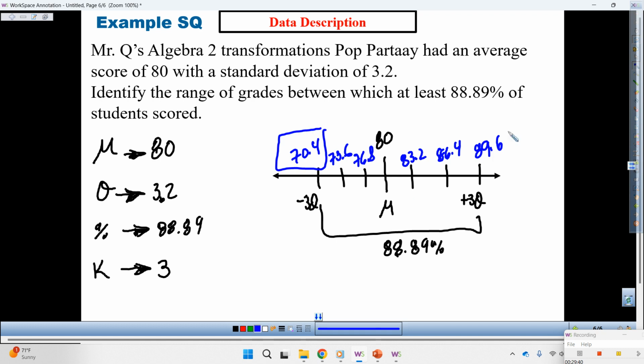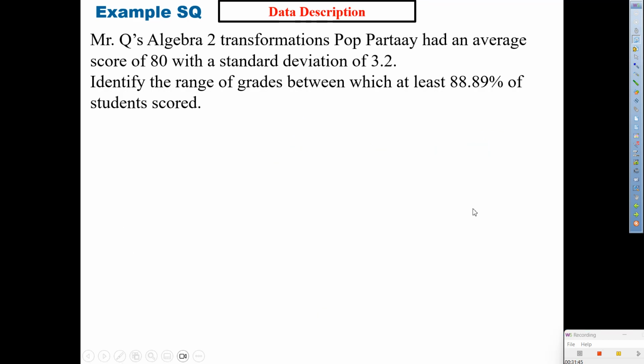From 70.4 to 89.6. Hands, if you agree with that? Yeah, the average score for the 88.89% between those two. Send that in, please. Let's move on to the last example. Here we go.